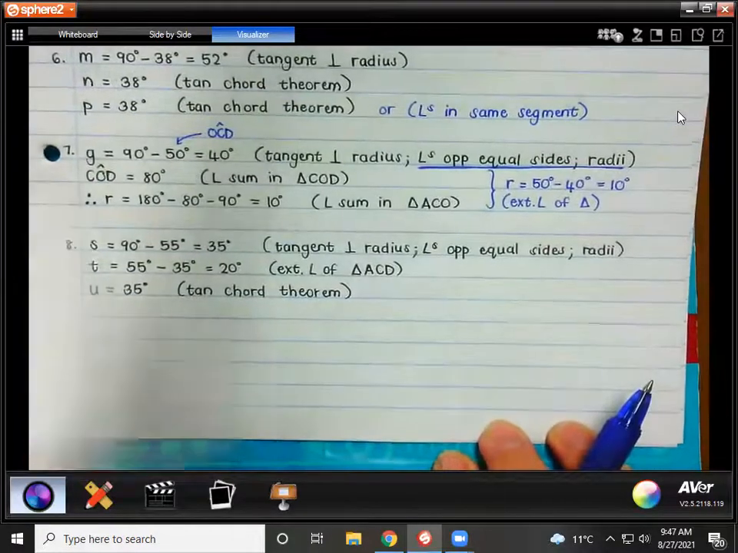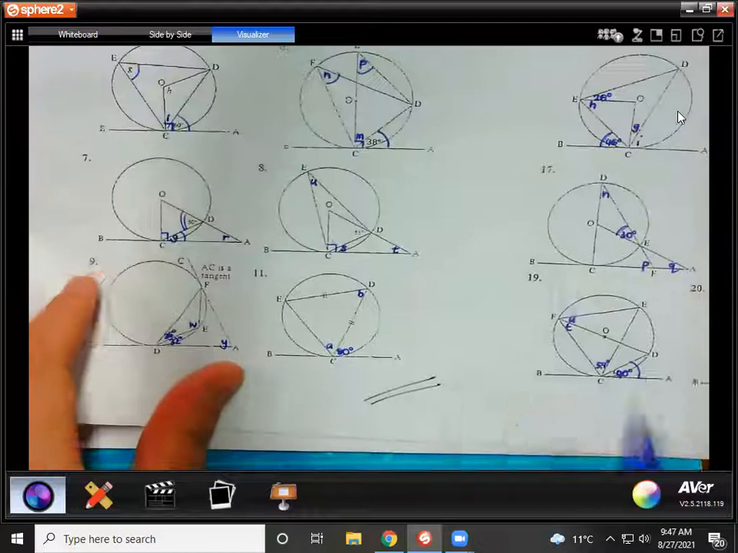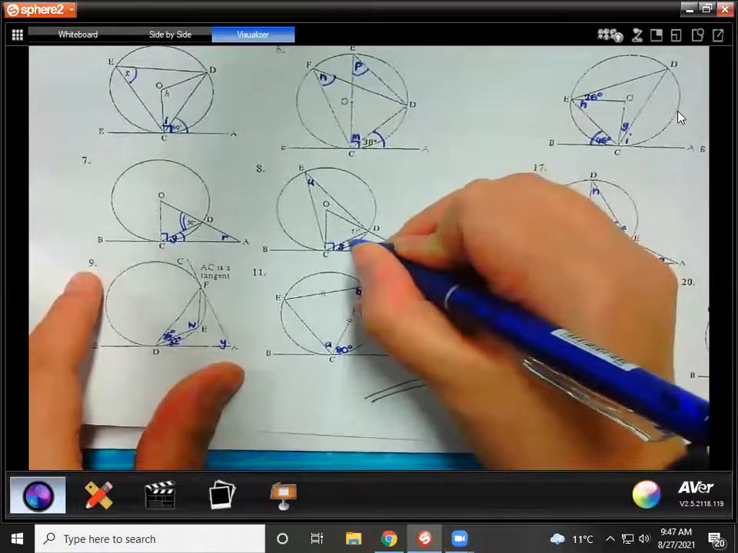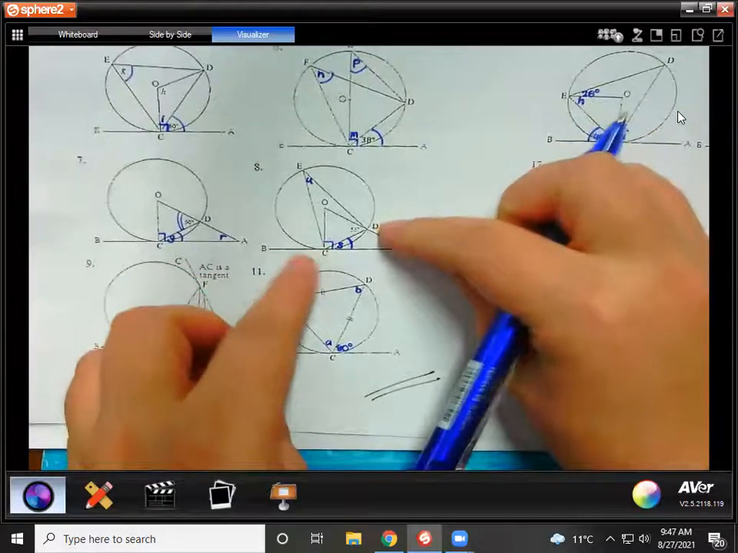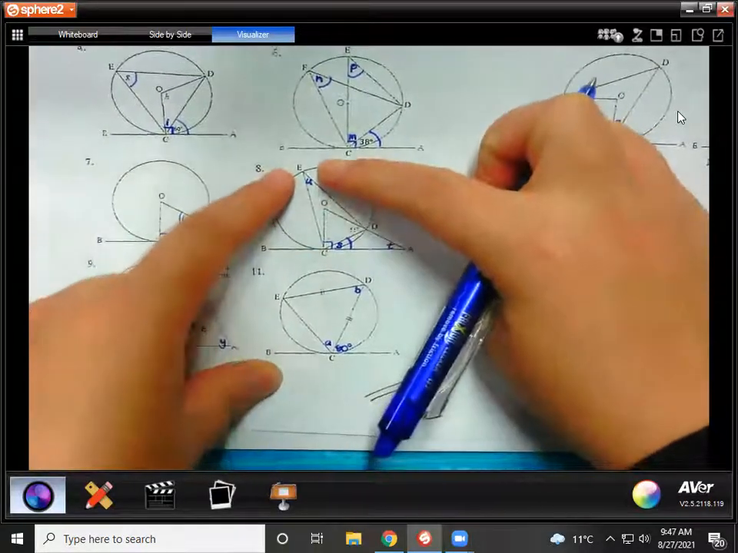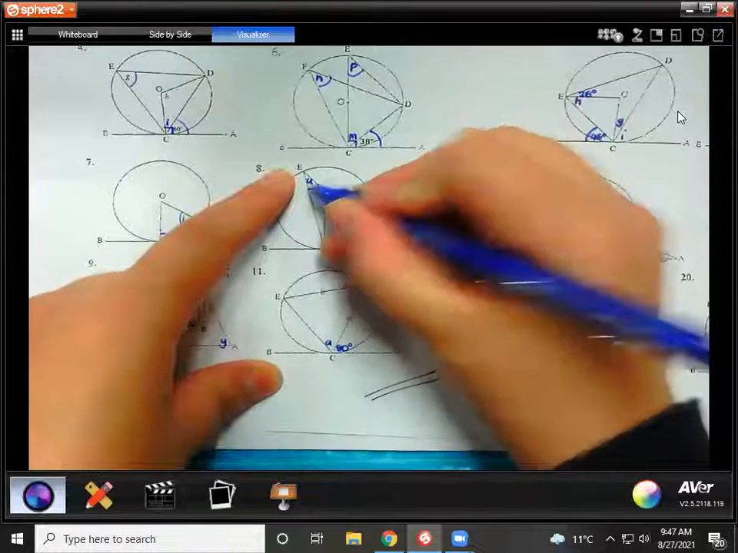And then to find U, I just used the tan-chord theorem, because S is the angle between the tangent and the chord. So it will be equal to the angle subtended by that chord on the other side of the chord.